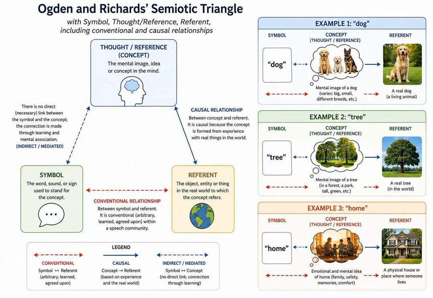So in conclusion, the semiotic triangle shows us that language is a system of relationships between words, concepts, and reality, and most importantly, meaning doesn't live in words themselves. It lives in the way our brain connects words to ideas and ideas to the world.